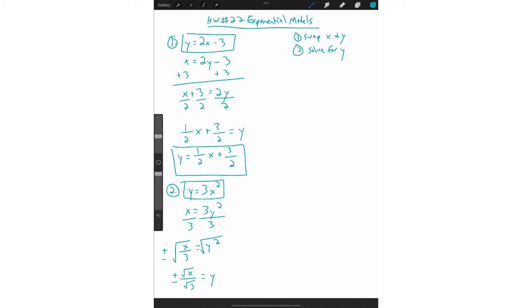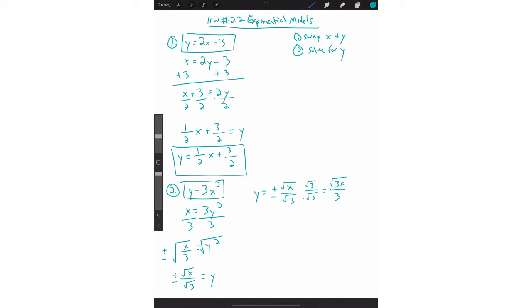We don't like having this radical on the bottom, right? So I'm just going to rewrite it right here. y equals plus or minus square root of x over the square root of 3. We don't like having that radical in there, so the way to get rid of the radical in the denominator is by multiplying everything by root 3 over root 3. It's really just multiplying it by 1. When you multiply root 3 by root 3, you end up getting just 3. And the square root of 3 times x gives you the square root of 3x.